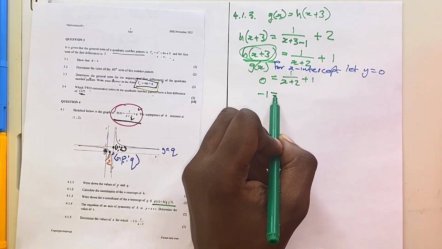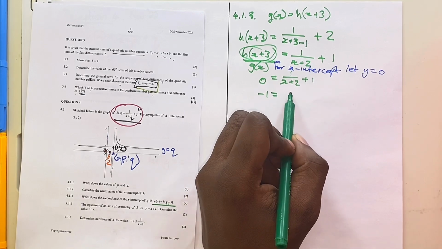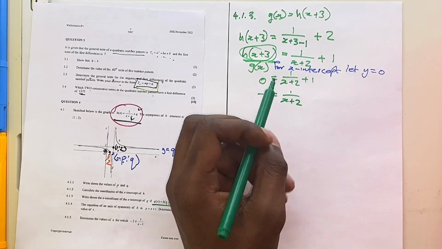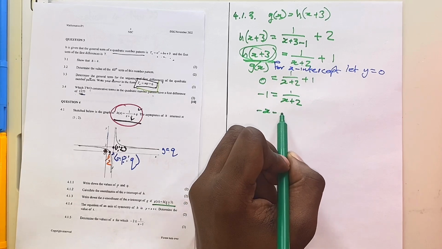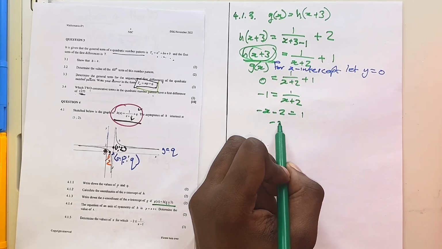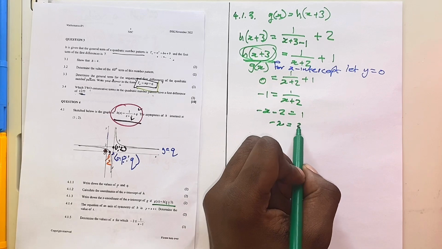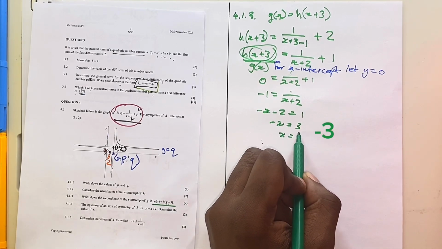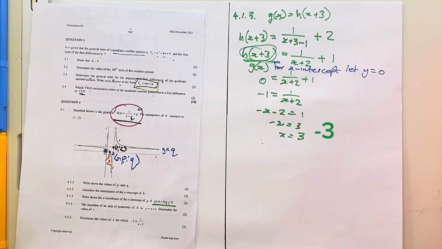So negative 1, if you transpose the 1, equal to 1 over x plus 2. Negative x, negative 2 equal to 1. Then negative x is equal to 3. So x is equal to 3.